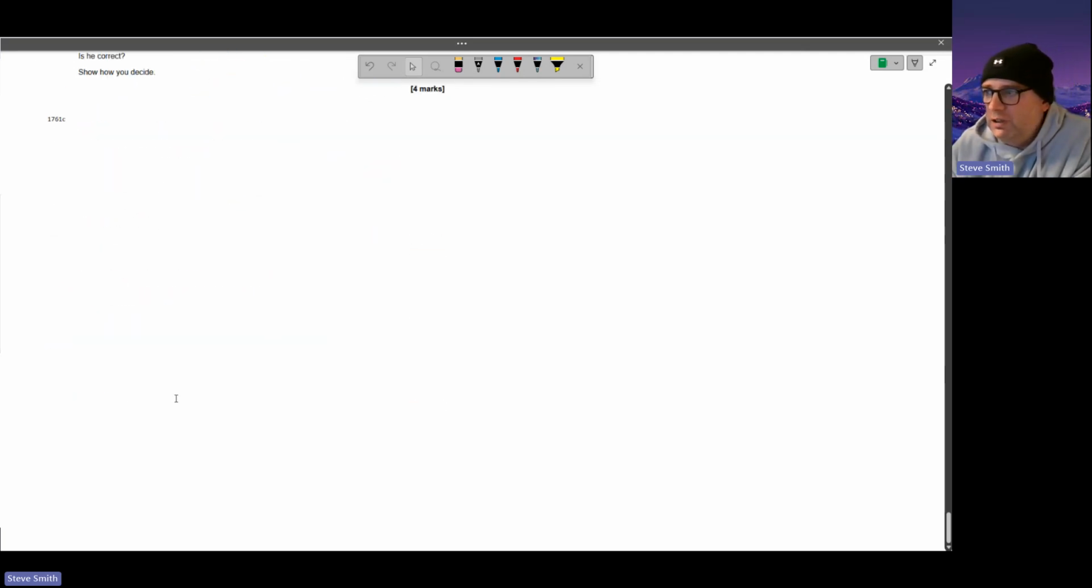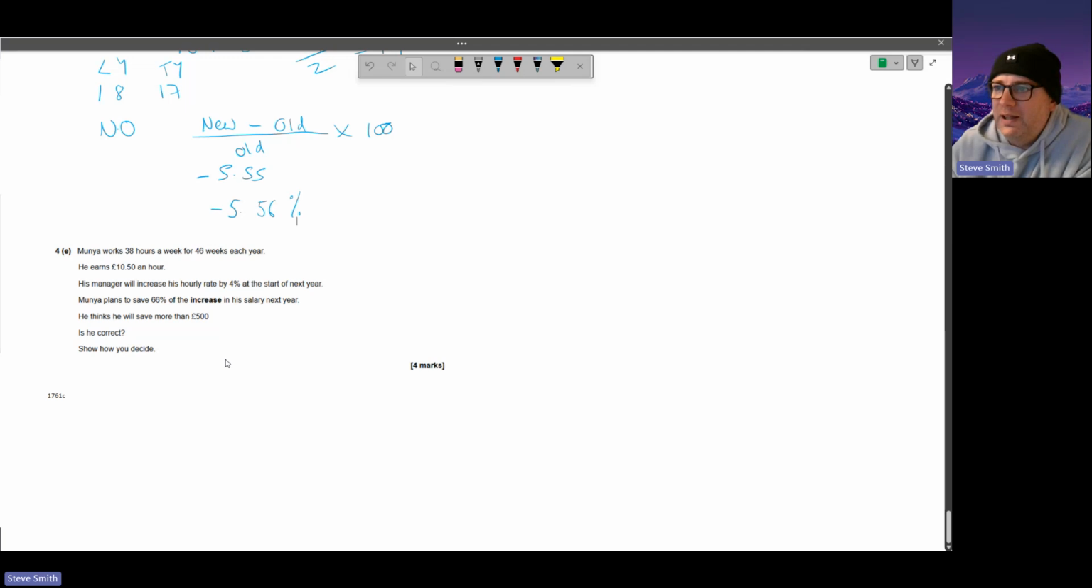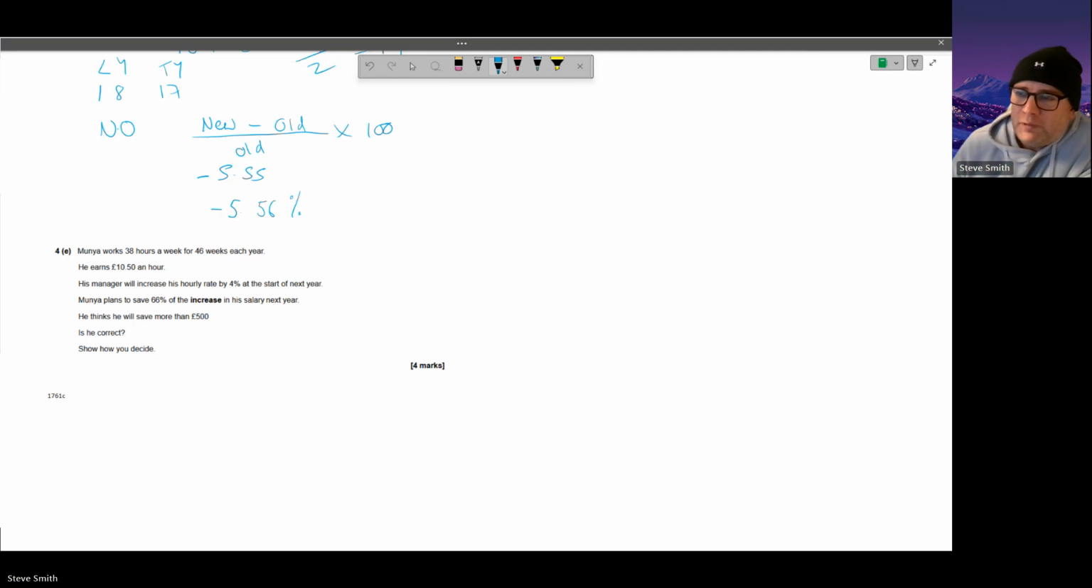So definitely the last question. I've been saying that the last 3 questions, but this is definitely the last question. I can see no more below. It's a 4 marker. It's a big one. It's a calculator paper. Munya works 38 hours a week for 46 weeks of the year. He earns £10.50 an hour.